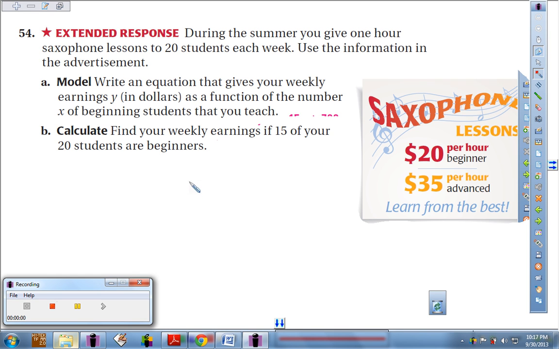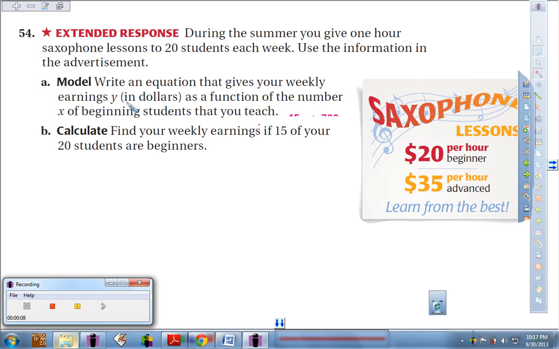Number 54, during the summer you give 1 hour saxophone lessons to 20 students each week. Use the information in the advertisement. Beginner lessons are $20 an hour. Advanced lessons are $35 per hour. Part A, write an equation that gives your weekly earnings, Y, in dollars as a function of the number of X beginning students that you teach.